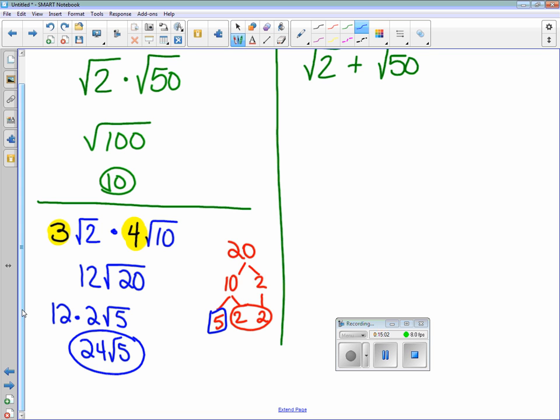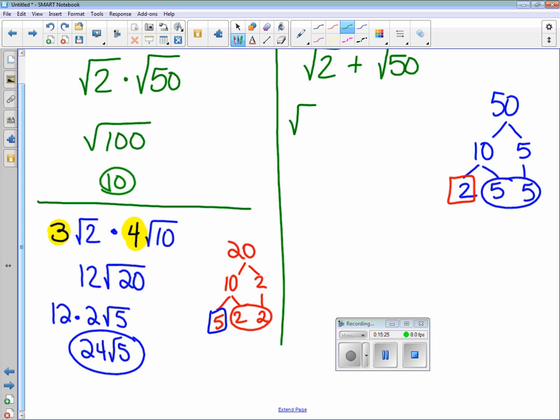So let's try it. How do I reduce the square root of 50? Make a little factor tree. 10 and 5. 5 is prime, so we'll just bring it down. How about 10? 2 and 5. Do I have a pair? And I have something left over. So how does the square root of 50 reduce? 5 square root of 2. Very good.